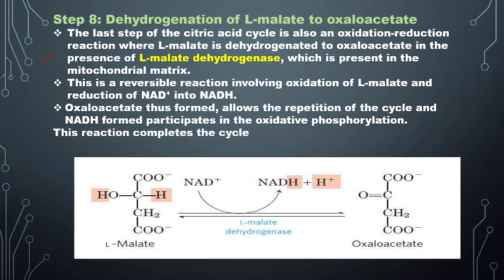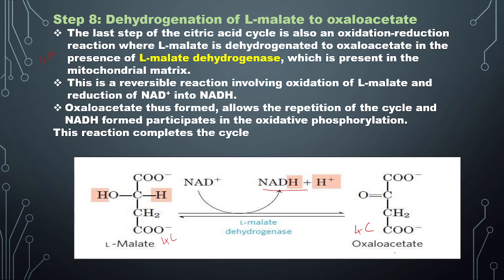Malic acid dehydrogenase, which is present in the mitochondrial matrix. This is the reversible reaction involving oxidation of L-malate and reduction of NAD plus into NADH. 2 electrons and hydrogens are removed from the malic acid and transfers its electrons to NAD plus, forms NADH. And forms oxaloacetic acid. This is a 4-carbon compound. This is also a 4-carbon compound.